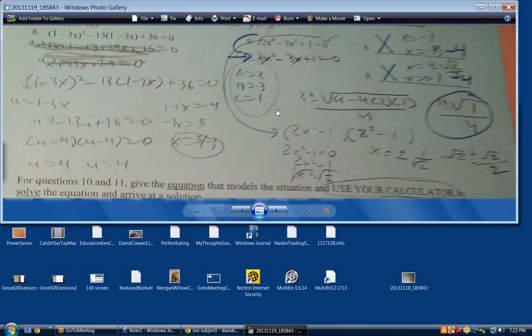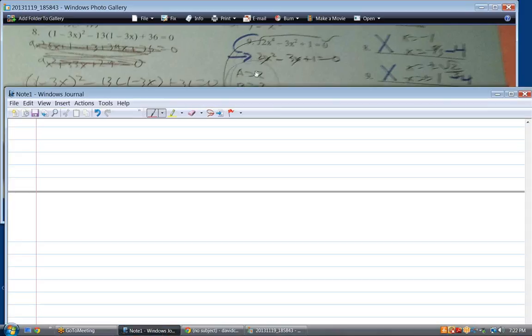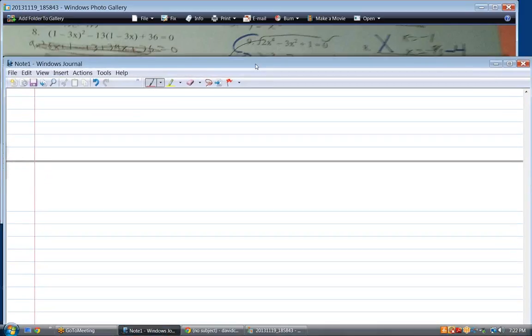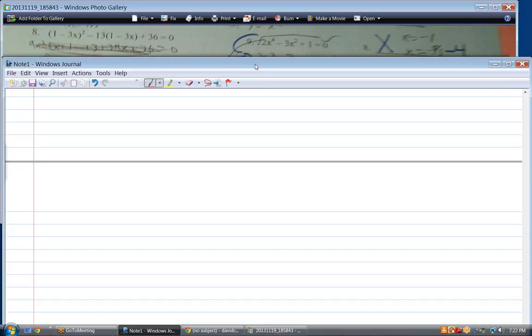8 is the next one? Yes. Okay, so we're just supposed to solve? Yeah. Okay, this looks like a quadratic in disguise. That's what I call these problems. Instead of solving them using substitution, I call it a quadratic in disguise.